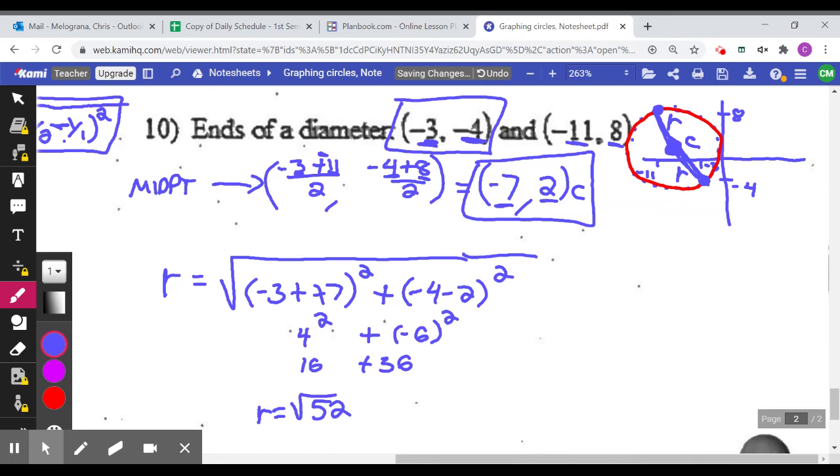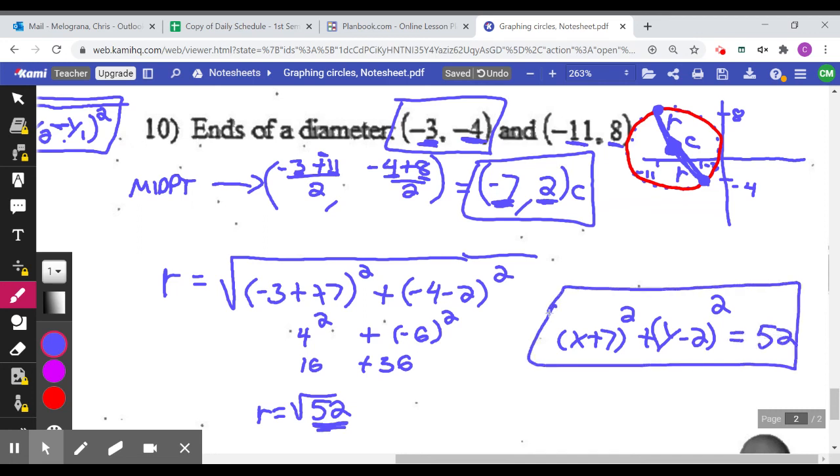But then when we put it in, r squared is going to be 52. So to put this all together, since the center is -7, 2, we're going to have x plus 7 quantity squared plus y minus 2 quantity squared, and it equals r squared. So when we square the square root of 52, it's just 52.